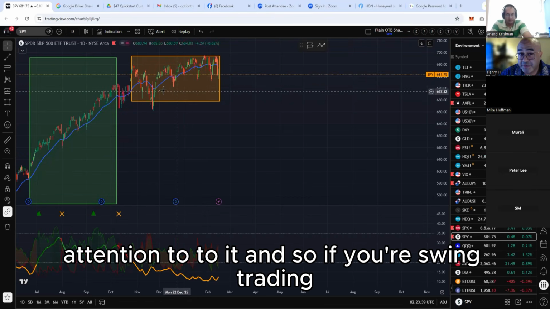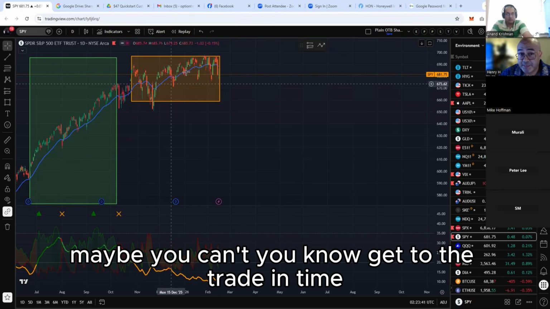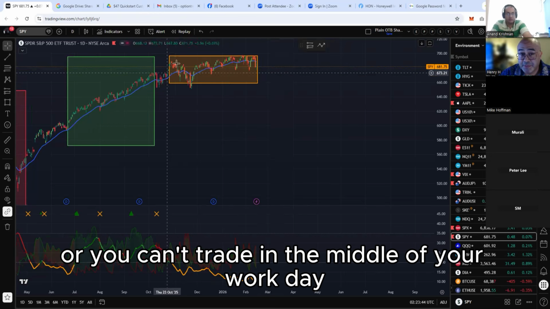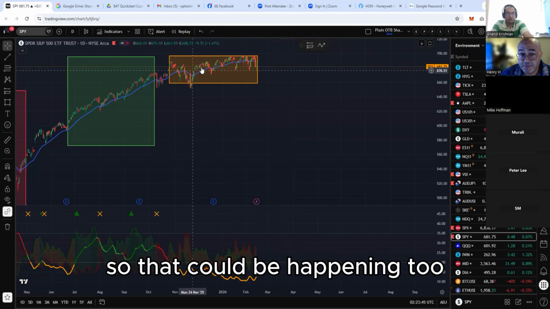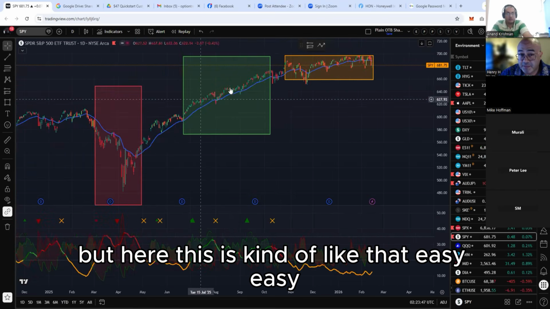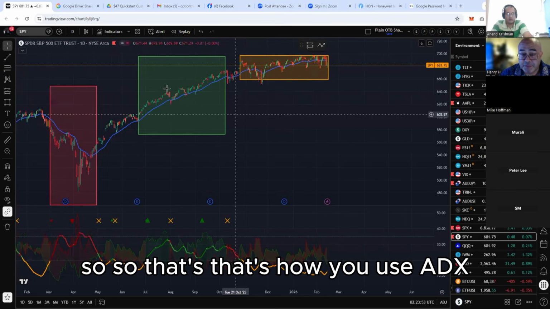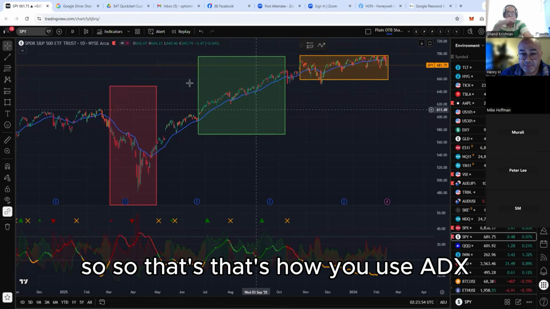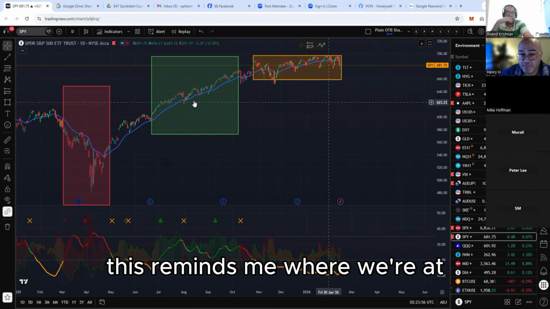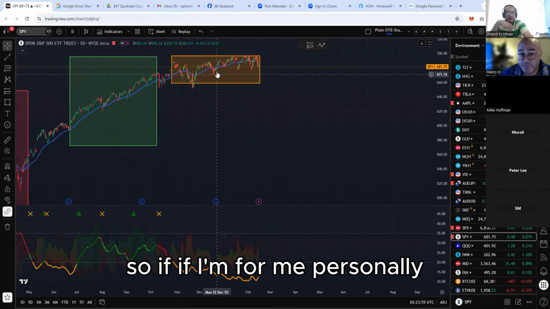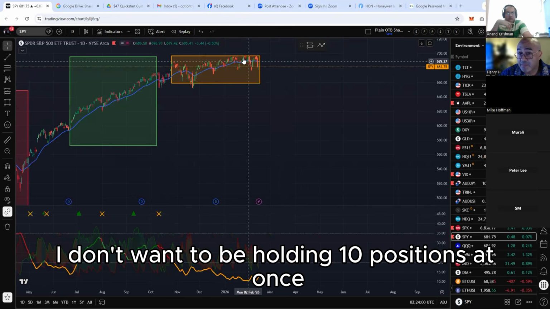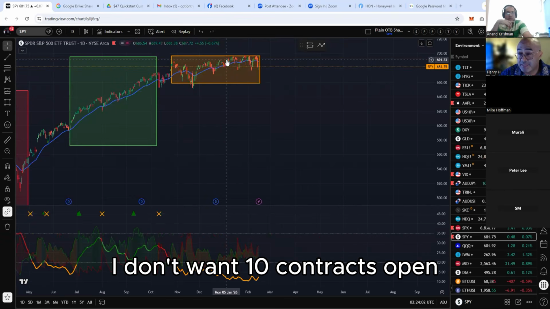And if you're swing trading, maybe you can't get to the trade in time. Maybe your alerts are slow, or you can't trade in the middle of your workday. So that could be happening too. But here, this is the easy time to make money. So that's how you use ADX. I like to look at this. This reminds me where we're at. For me personally, if I'm in this, I don't want to be holding 10 positions at once. I don't want 10 contracts open.